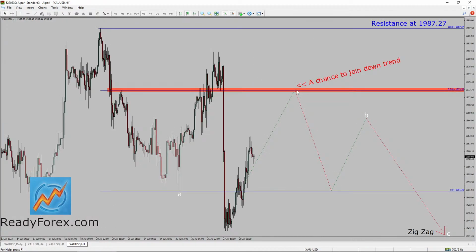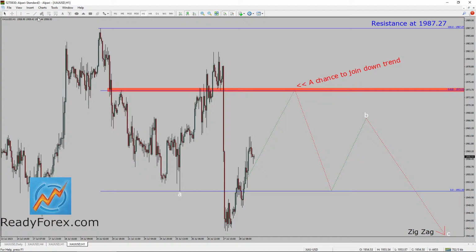As far as the 1 hour chart is concerned, to be more specific, the red color highlighted area offers a selling opportunity, which is the 0.618% Fibonacci retracement level. The value is 1973. Okay, right over here.